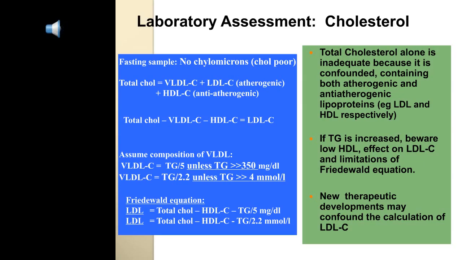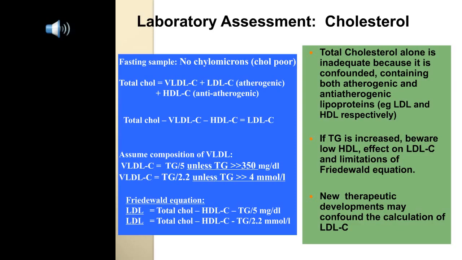And several conclusions are actually evident from this approach. First of all, it should be evident that total cholesterol alone, when studied in isolation, is inadequate for assessing cardiovascular risk because it contains both atherogenic and anti-atherogenic lipoproteins simultaneously.